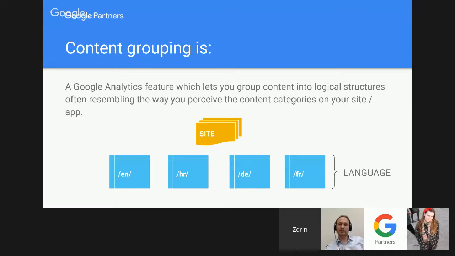And the definition on the site is something like this. Google Analytics content grouping is a Google Analytics feature which lets you group content into logical structures. So here is a short example: let's say your site has multiple languages, and you want each of the languages to give you an overview of all of the pages which come into English, Croatian, German, or a French content set.